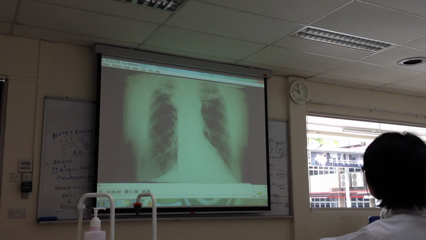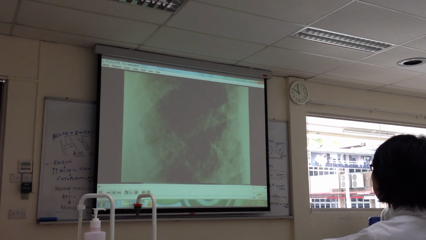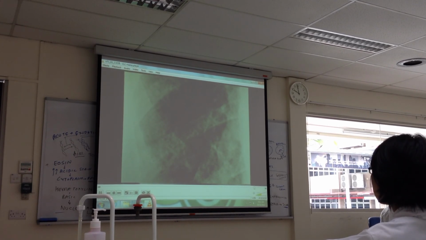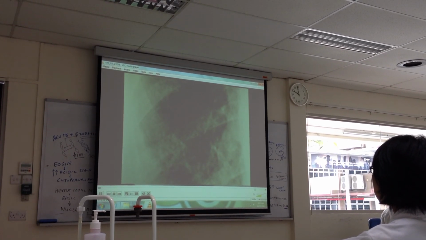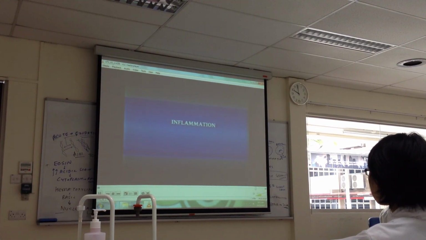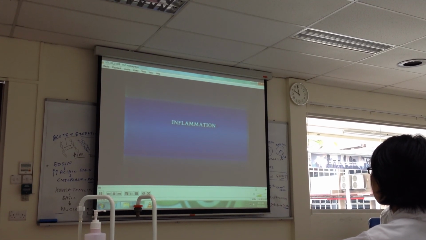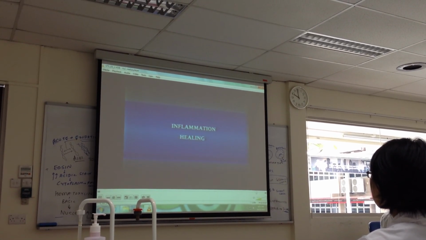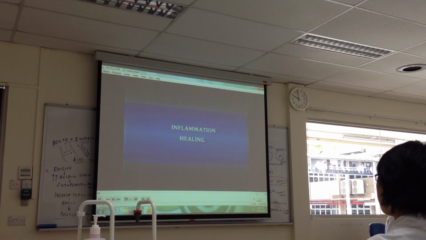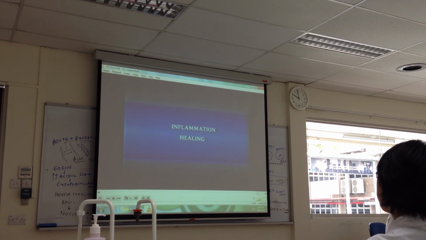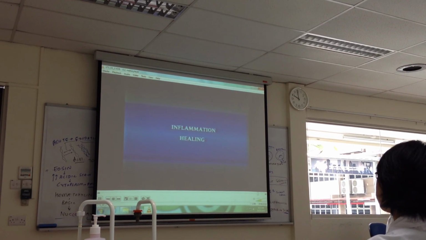This chest X-ray shows numerous white spots in the lungs. These are granulomas. In this case, they are due to tuberculosis, but granulomas occur in many chronic inflammatory diseases. The inflammatory reaction is accompanied and followed by a healing process in which the body tries to repair itself. If the agent which caused the tissue damage can't be eliminated rapidly, inflammation and healing may go on side by side for many years.